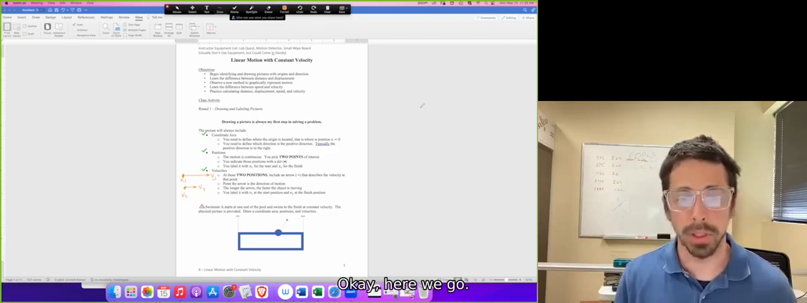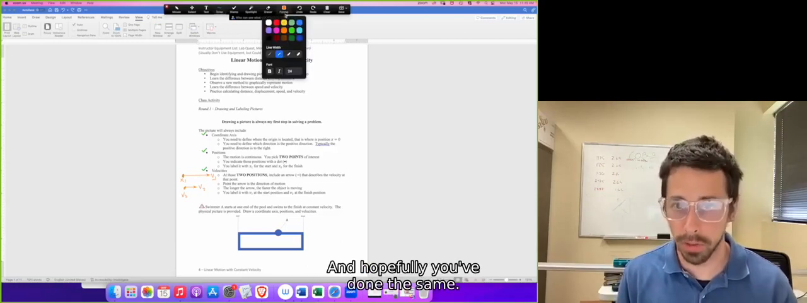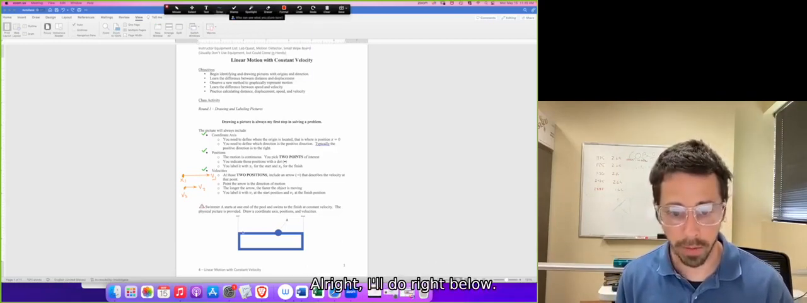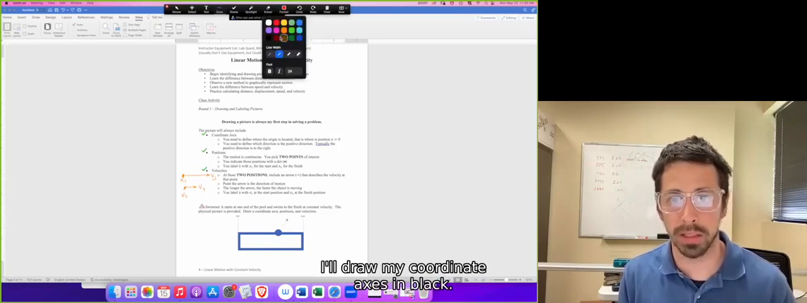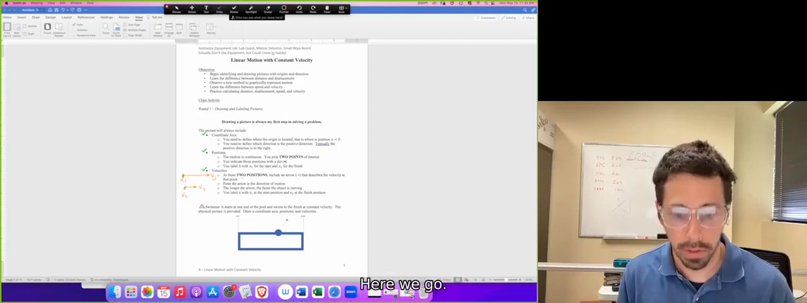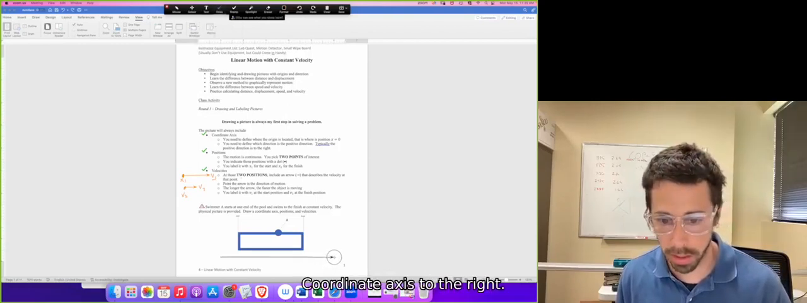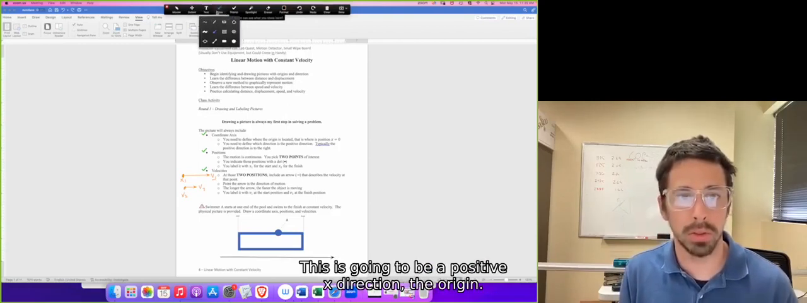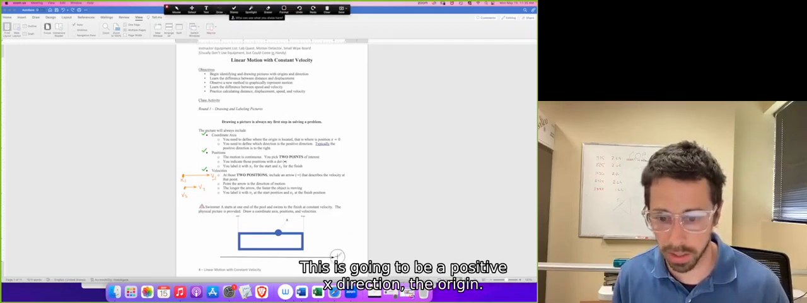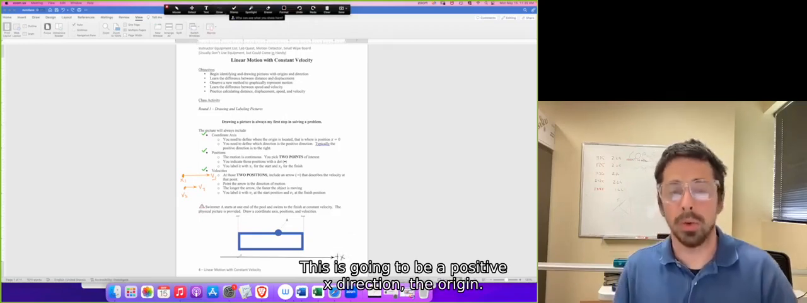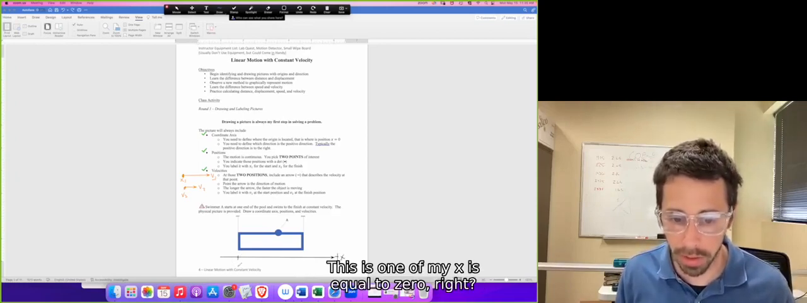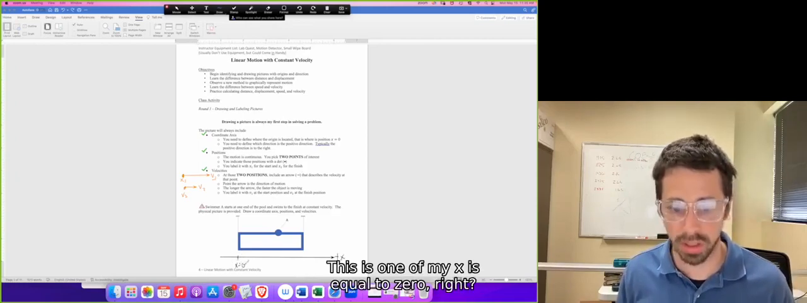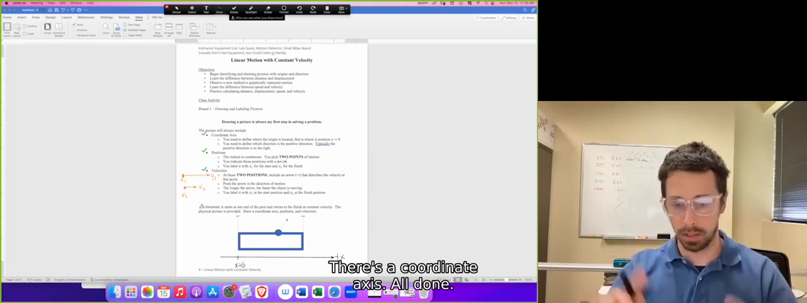Okay, here we go. So I would do this, and hopefully you've done the same. You've given it a try, right? I'll do right below. I want a coordinate axis. I'll draw my coordinate axis in black. The axis is to the right, a positive x direction. The origin, let's just say I put it at the start. This is where x is equal to 0. There's your coordinate axis, all done.